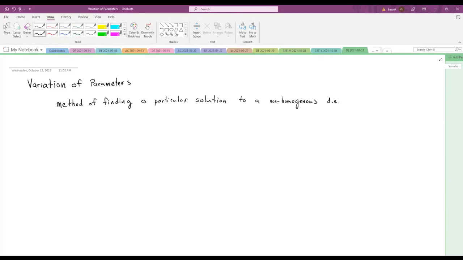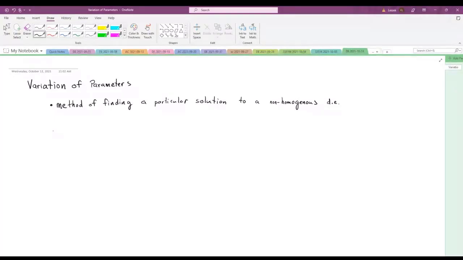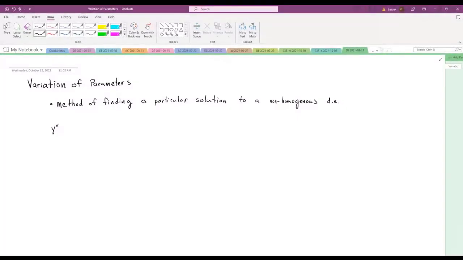We are reviewing variation of parameters. This is a method of finding a particular solution to a non-homogeneous differential equation. So we're just going to keep to second order differential equations at the moment. Today we're going to use t as the independent variable, not x.